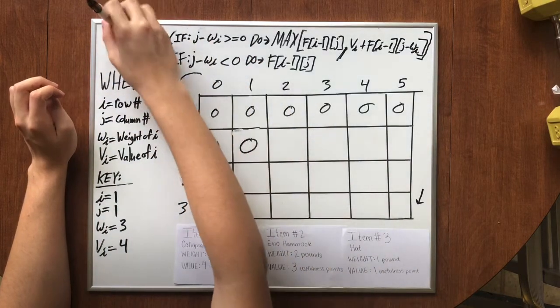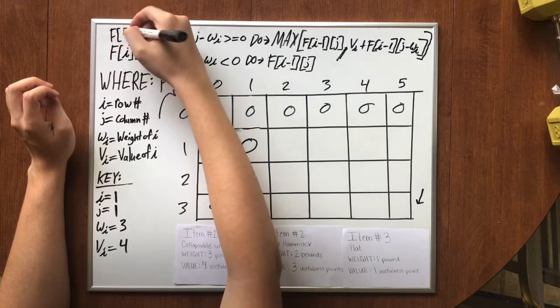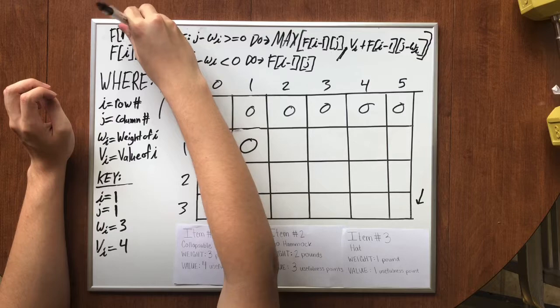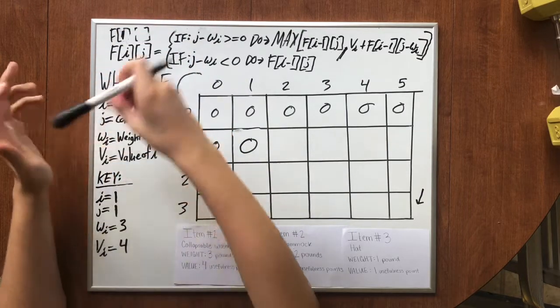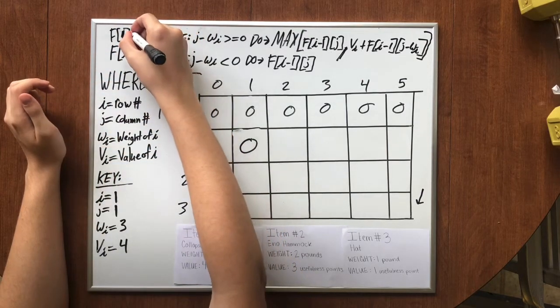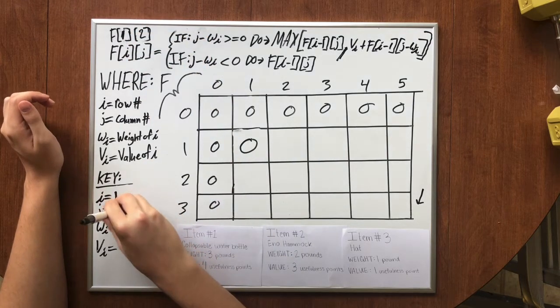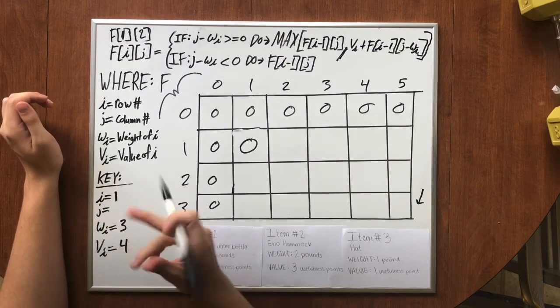Okay? Then, all we're going to do is we're going to increment J, right? So we're going to add 1 to J, which would make it a 2. Okay? So we need to figure out what's inside of f of 1 of 2.